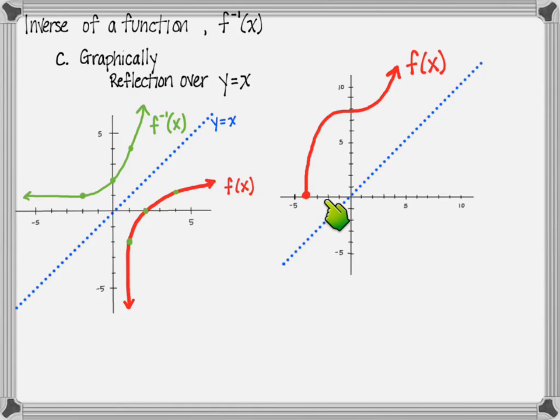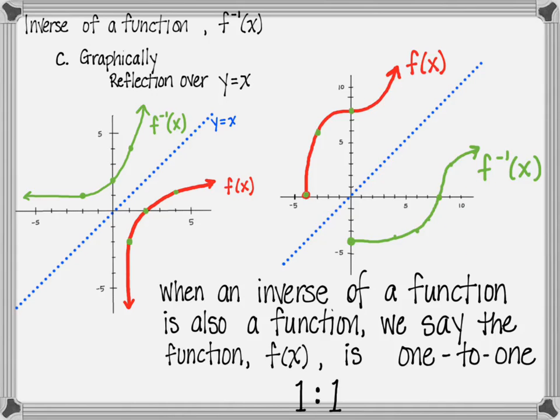Here's another function that has a terminal point here. This is where it starts, and then it's an increasing function, and it turns and keeps going up, and this is some function f of x. We have the line y equals x. We reflect it across it, and we get the inverse function graphically.